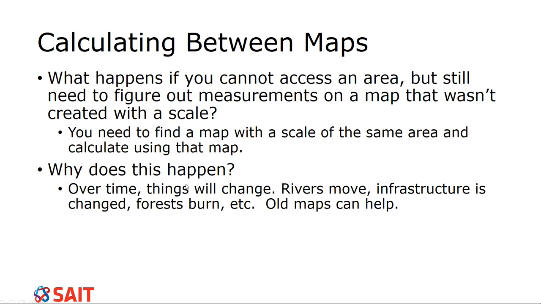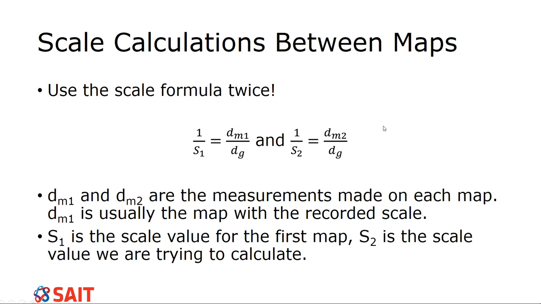Another thing that can happen is that over time, things can change. This is why we have to calculate between maps. Rivers move, infrastructure has changed, forests are burning, etc. Any old maps that you have can help to create a new map of the area. So again, calculating between maps does still happen. It's more and more digital now, but it's really essential in remote sensing. We do a lot of this.